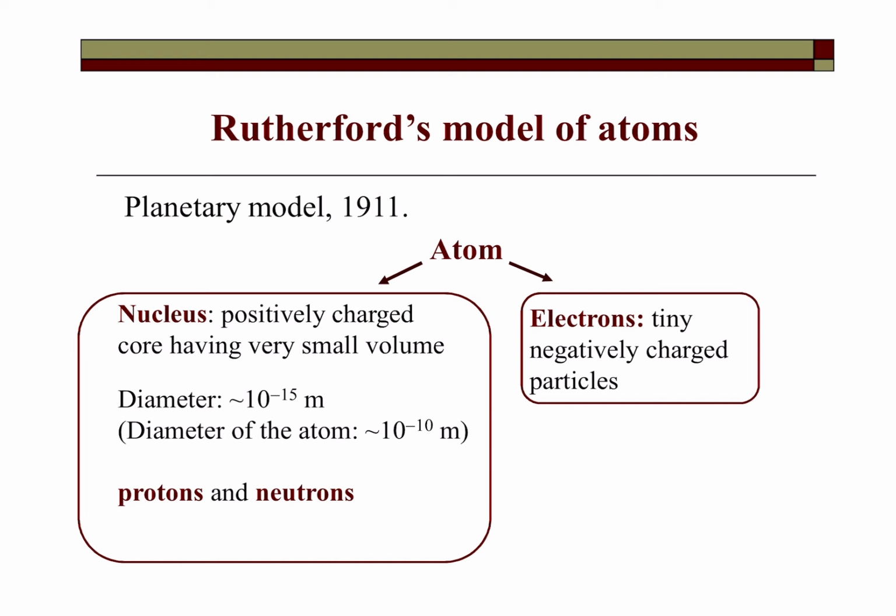From the Rutherford model, we can see the atom has two parts, as I mentioned: the nucleus, positively charged with a very small volume, the diameter is very low. It has protons with a positive charge. Neutrons are neutral. And it is surrounded by tiny negatively charged particles, whose mass is much smaller than the proton or neutron.